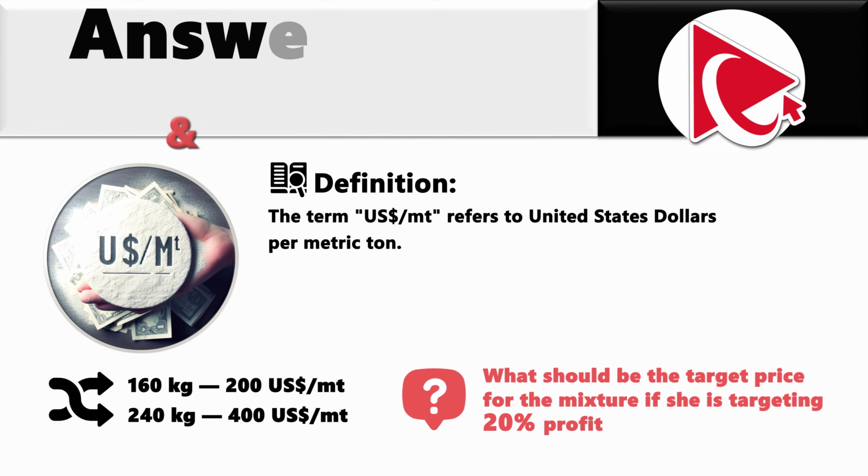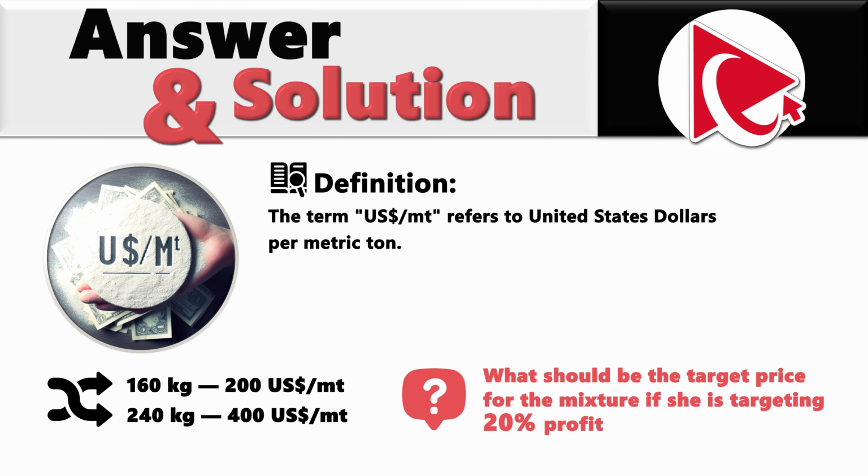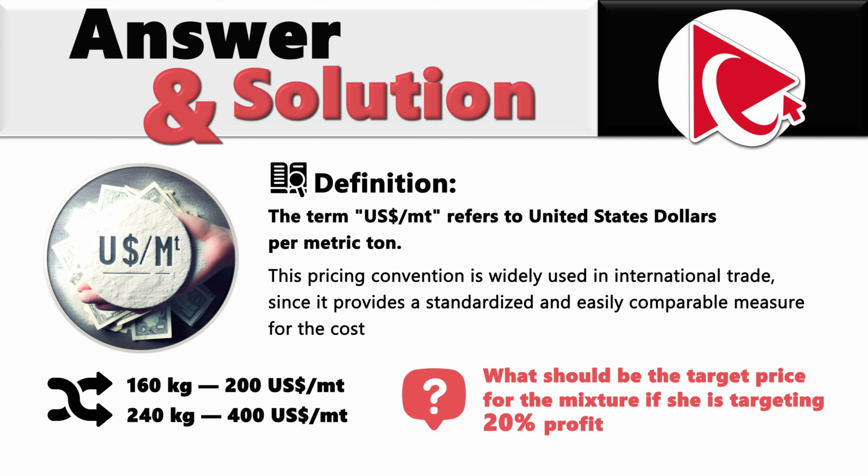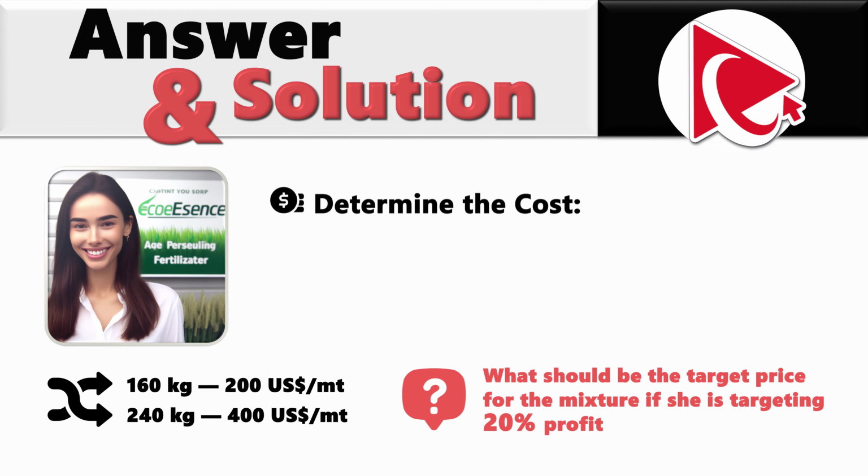Let's start by looking at the term US dollar per MT, which refers to United States dollar per metric ton. This is the pricing convention which is widely used in international trade since it provides a standardized and easily comparable measure for the cost of fertilizer on a weighted basis. Once we understand what we're dealing with here, our first step would be to determine the cost.